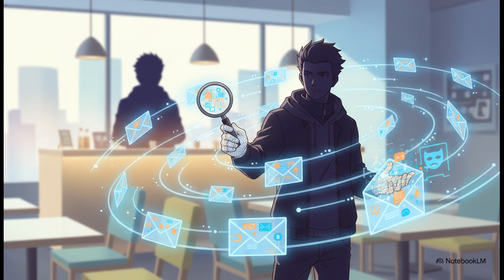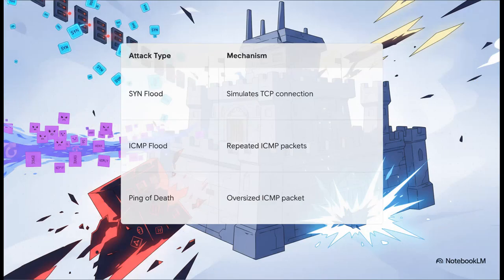Attackers also use a sneaky trick called IP spoofing, where they change the source IP of a packet to impersonate an authorized system and slide right past network defenses. But attackers don't always want to steal your data.